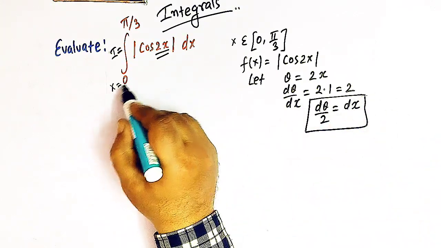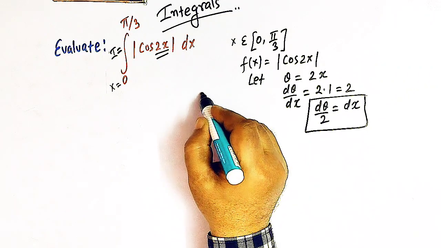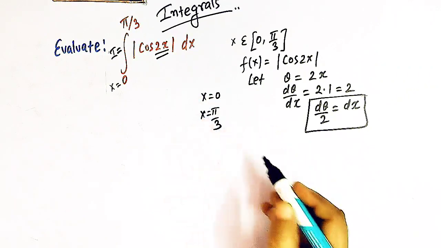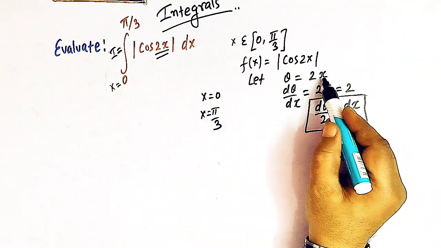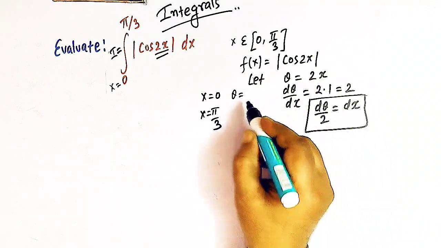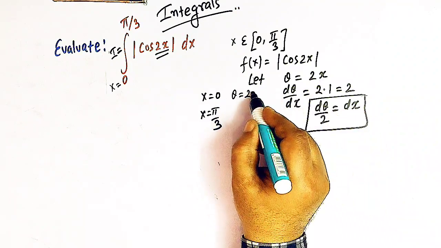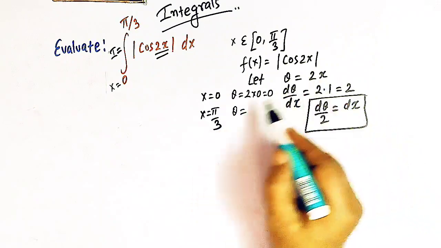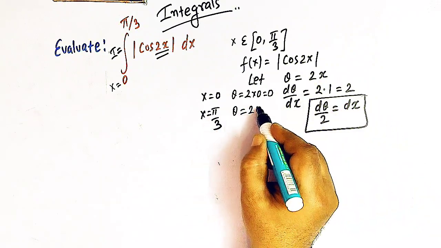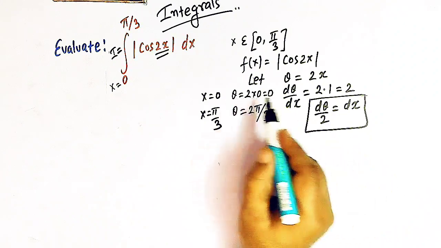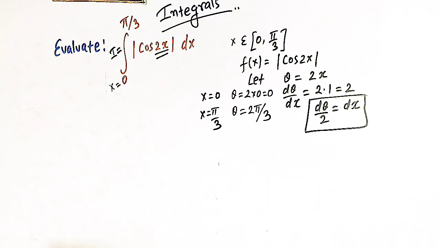Now the limits of integration are from 0 to pi by 3. When x is 0, the value of theta may be obtained by using this relation, so we have 2 times 0 is equal to 0. And when x is pi by 3, we have theta is equal to 2 pi by 3. So theta goes from 0 to 2 pi by 3.